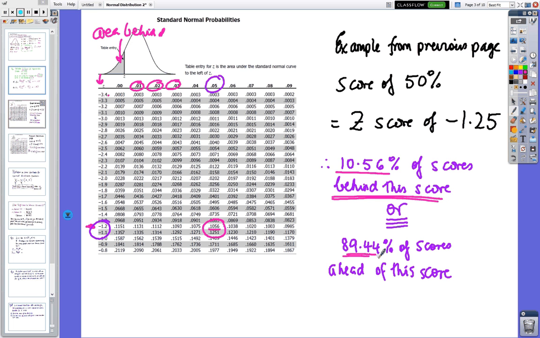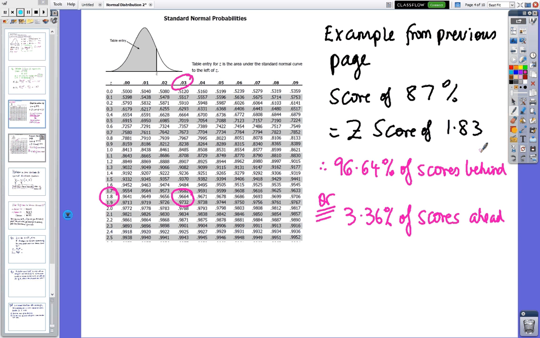Okay, so let's have a look at the next one. The next one was 1.83, so I go to the 1.8 column and then I come across to the 3 column to get 1.83, and so I get 9664. So 96% of kids are behind you and 3.3% ahead of you. Okay.